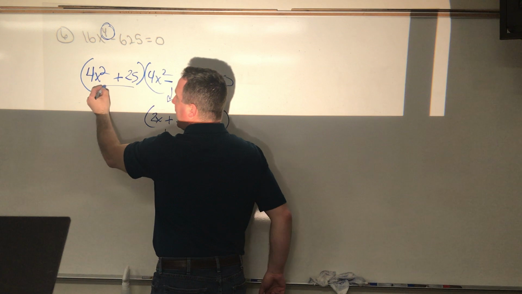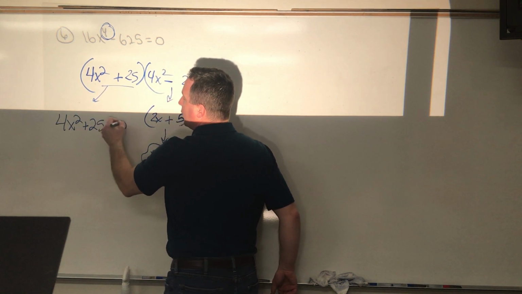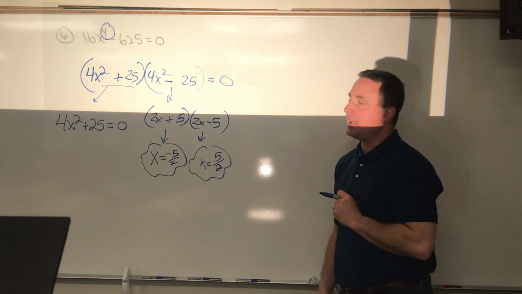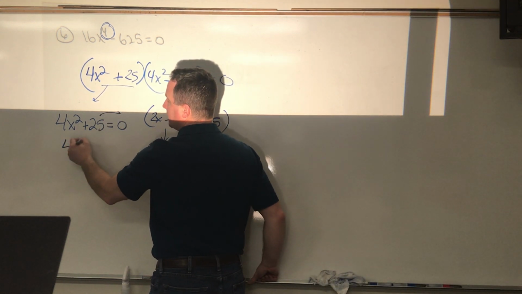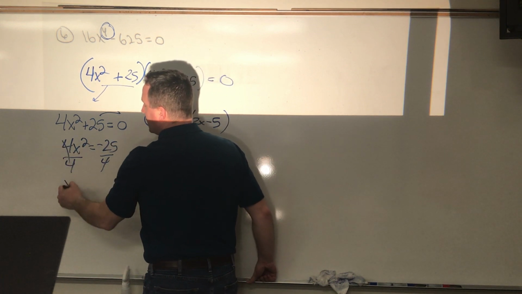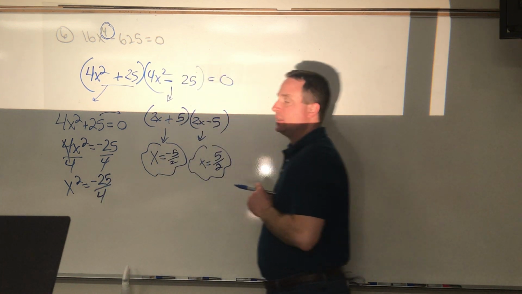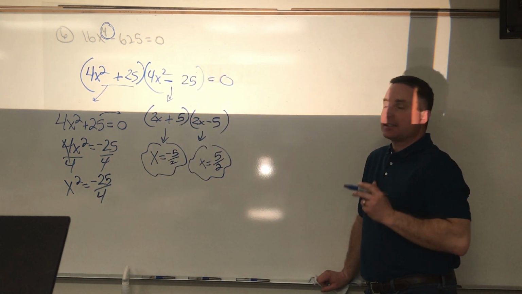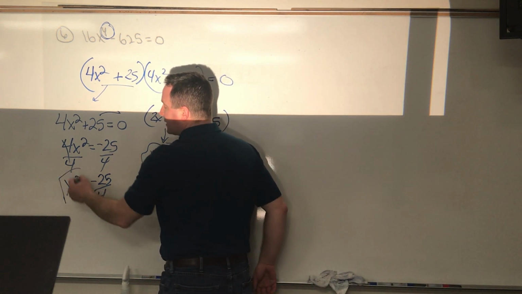Okay, well this is not factorable, so I have to set it equal to 0 and solve. Okay, I'm going to kind of do the same thing. I'm going to subtract 25, and I'm going to divide by 4. So x squared is negative 25 fourths. Okay, now that doesn't divide evenly. It's not a nice fraction. It can't be reduced. But we're going to try to get rid of the x squared next.